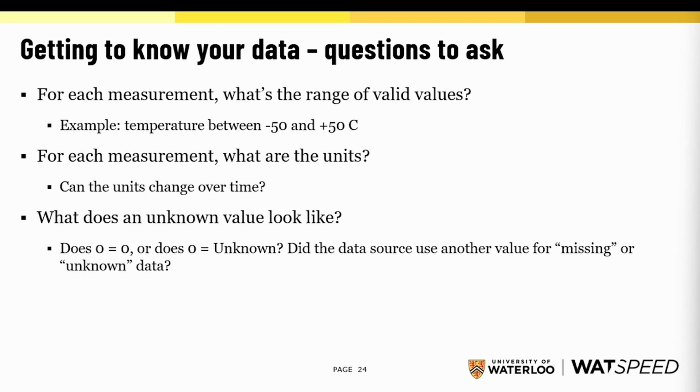Other questions to ask: what are the units of measurements? Do units change over time? What do unknown or missing values look like? In some systems, 0 can mean 0, but 0 can also mean unknown. Some data sources use other values for missing or unknown data, such as unknown, missing, null, or very large or very small values. We'll see examples of sentinel values in a future week.